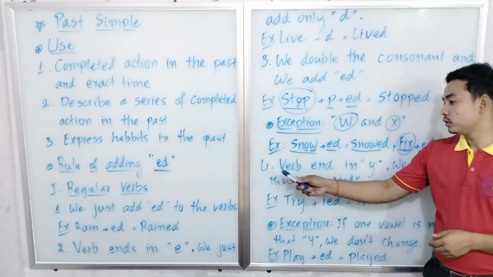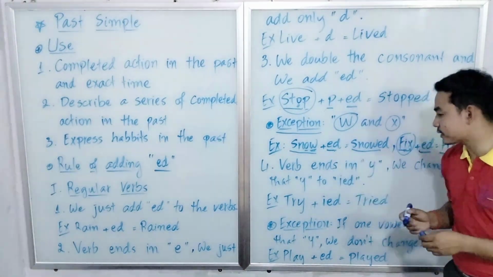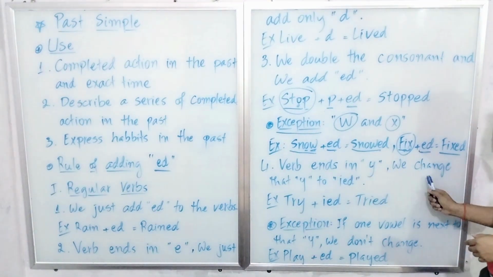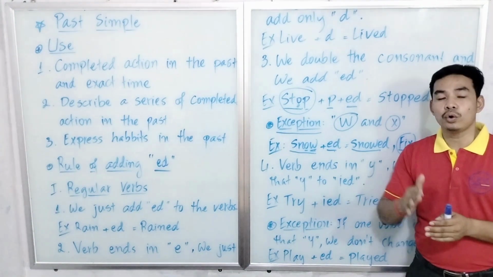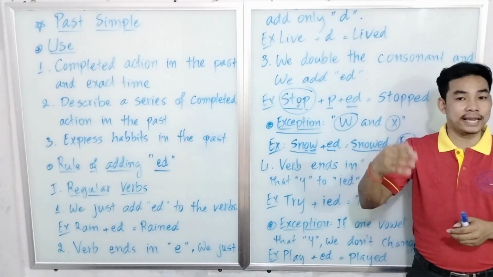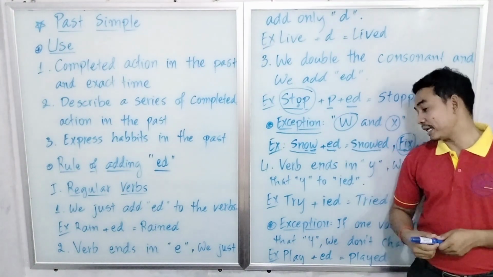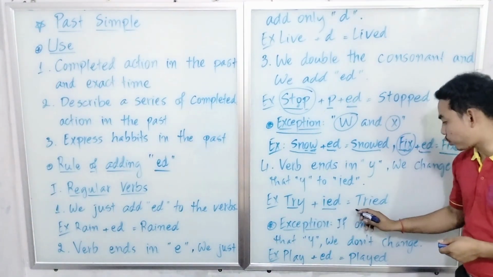Four, verbs that end with the letter y. When the verb ends in y, we change that y to i, and add ed. Whenever the verb ends in y, we need to change that y to i. So look at the example. Try, tried.